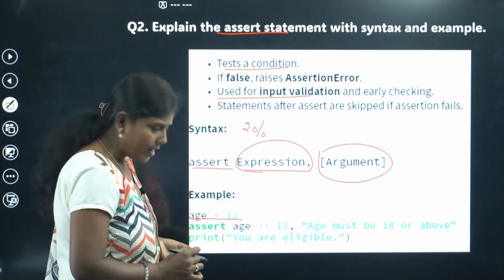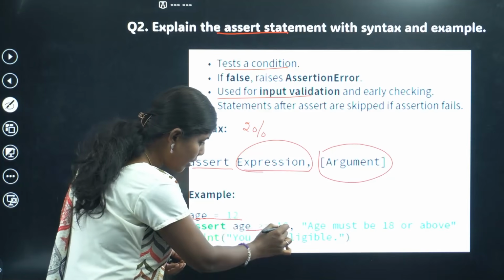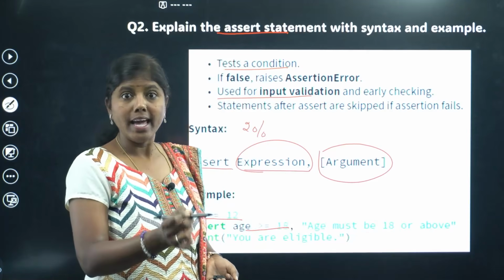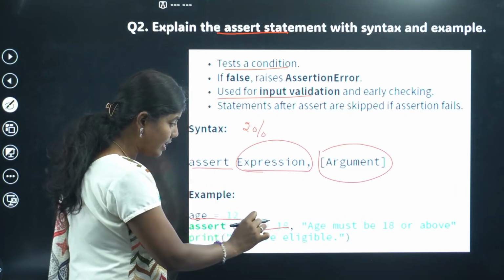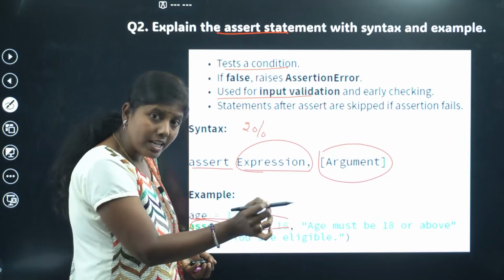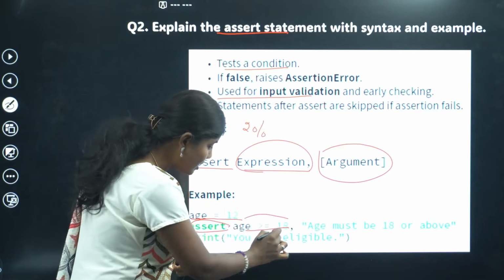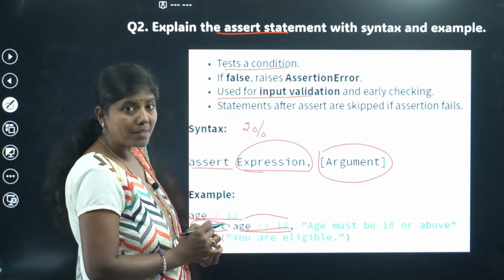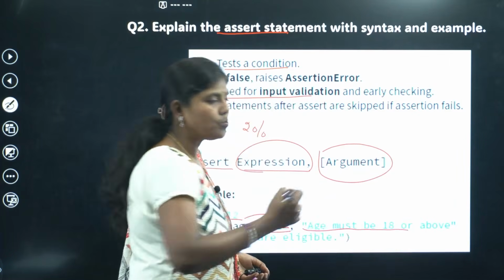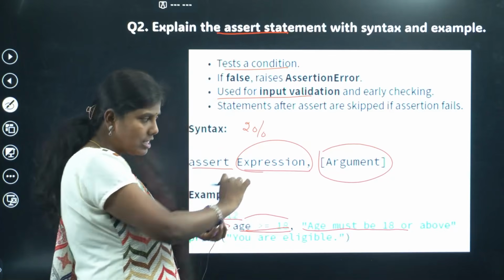We'll just look into the example now. Age has been initialized to 12. So assert age greater than or equal to 18, and the message is: age must be 18 or above. Here is the keyword telling you that there is an exception. If the condition fails, the assertion error is going to be raised. What is the condition? Age greater than or equal to 18. If this fails, which in this case it does, it is going to give this message, age must be 18 or above.